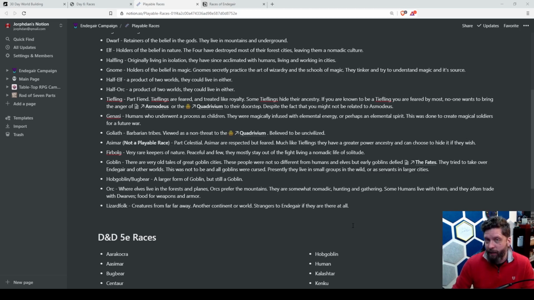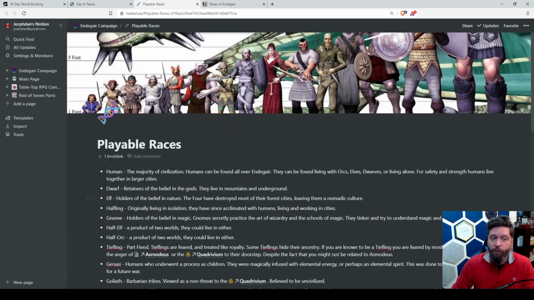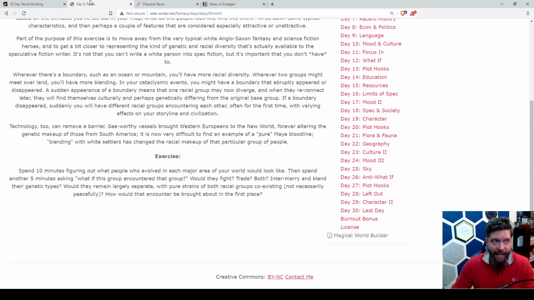And then finally, I just really enjoy lizard folk, and I want to incorporate them as, from across the ocean, these weird lizard creatures come. So maybe the other continent will be a lizard folk-centered continent. But they are strangers to Endegar here, and we'll see where that takes us. So those are the playable races in my game.